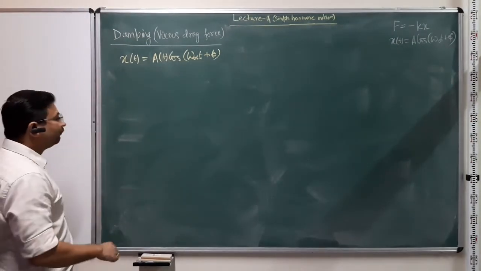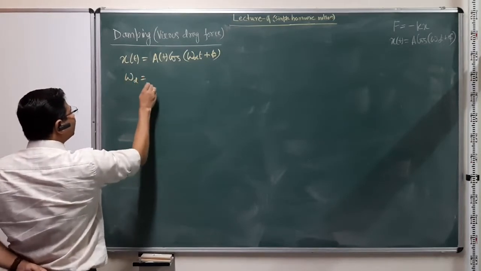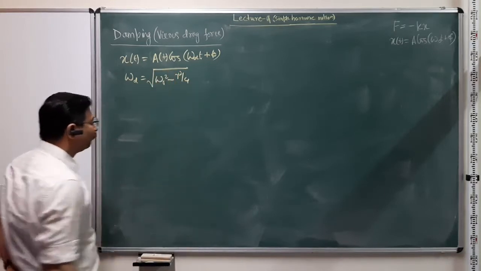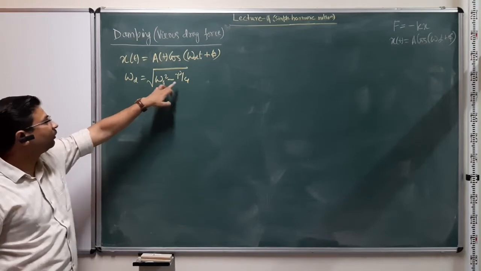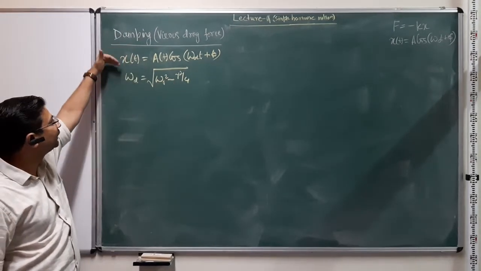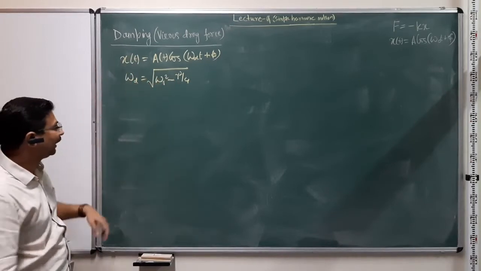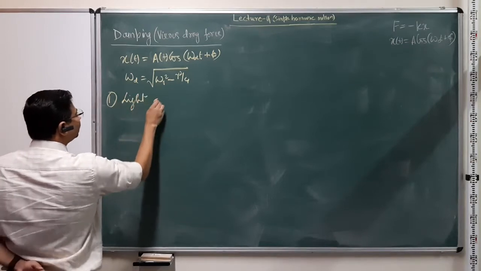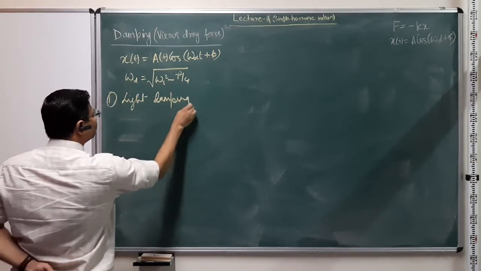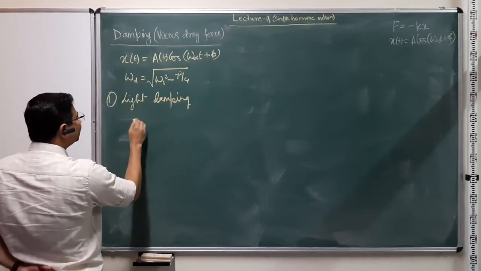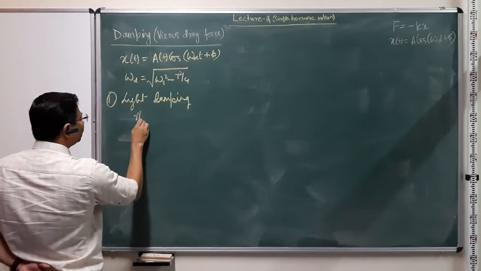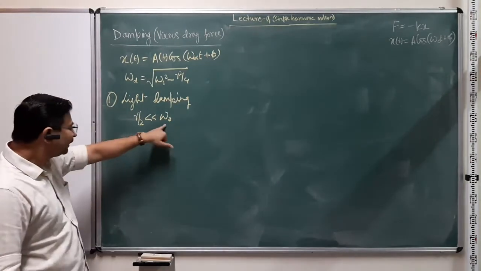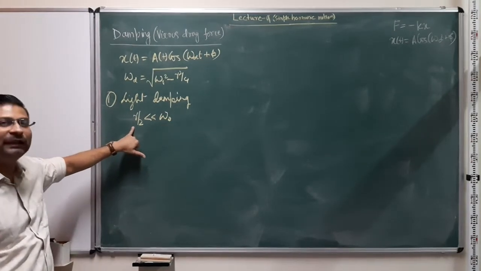And now we know that omega d was written as the square root of omega naught square minus gamma square by 4. So now, looking at the relationship between omega naught and gamma, we can characterize this motion into 3 different categories. One of them will be called light damping. What we mean by that is, let us say gamma by 2 is much less than omega naught. Okay? Effectively what we are saying is the damping is very, very weak, right?